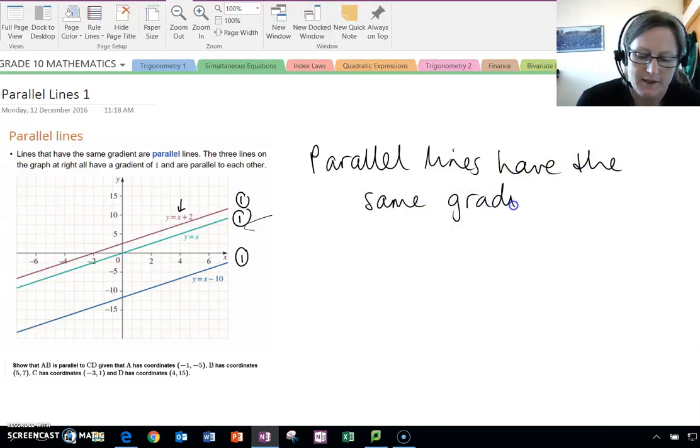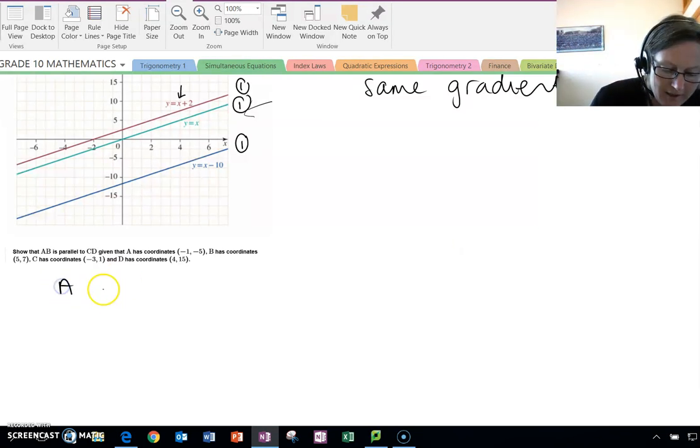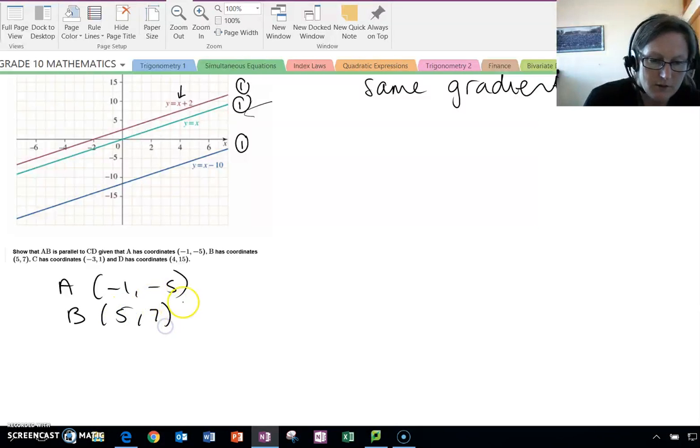So let's look at an example below. It wants us to show that the line AB and CD are parallel. It tells us that A is (-1, -5), B is (5, 7). So it wants us to find the gradient of the line joining A and B.